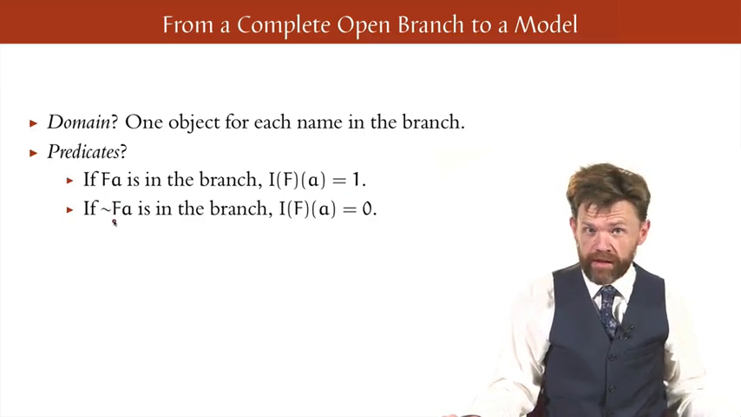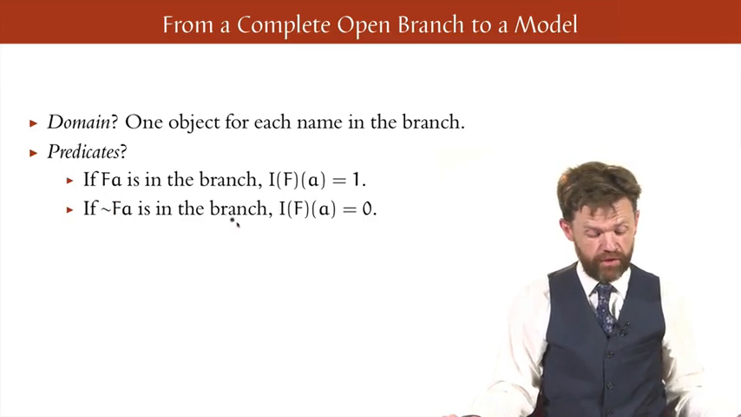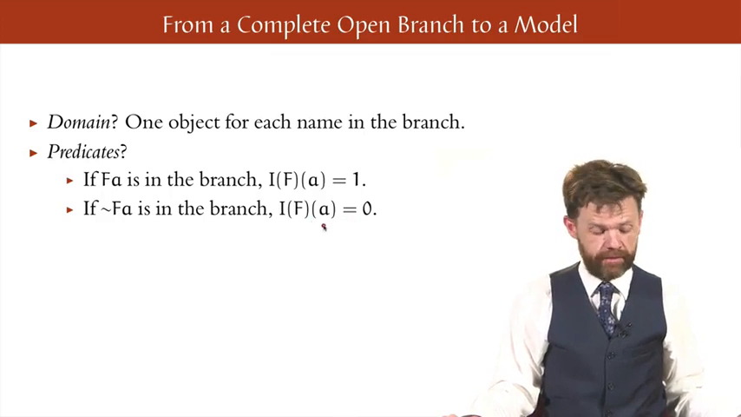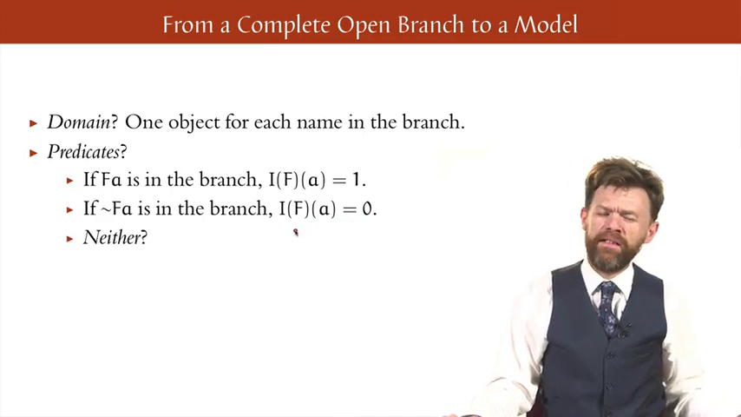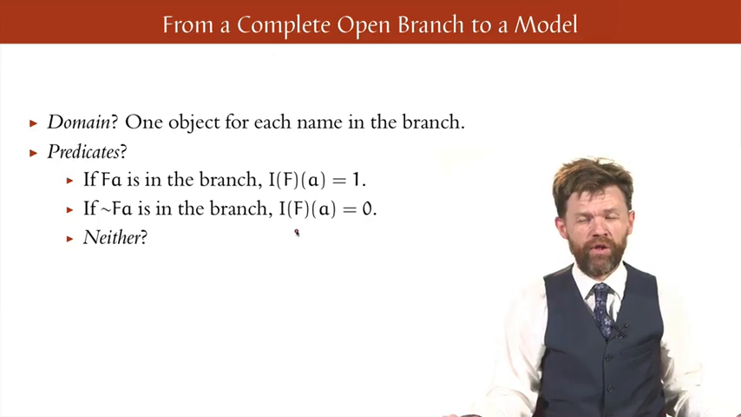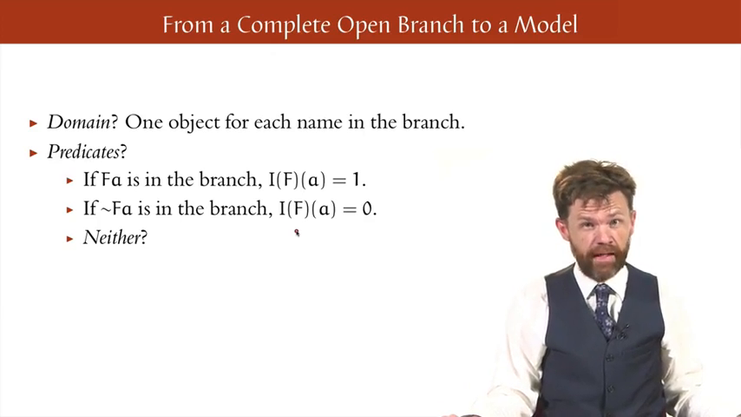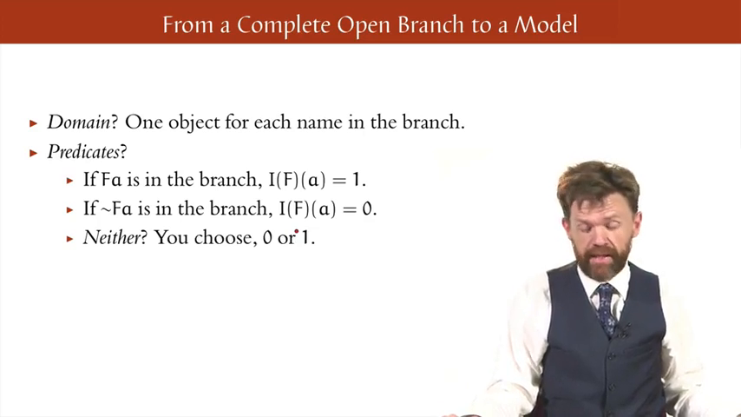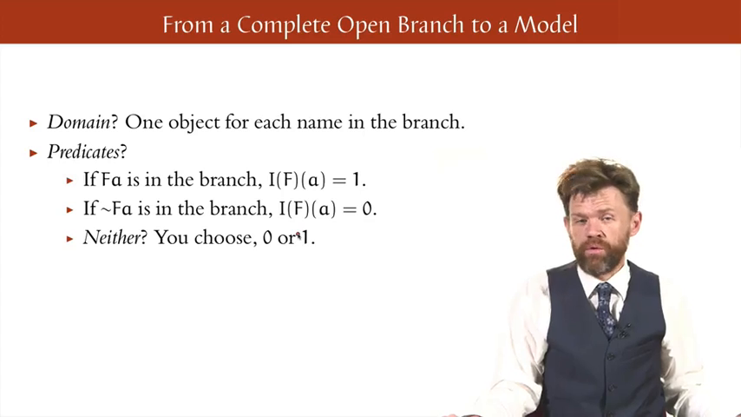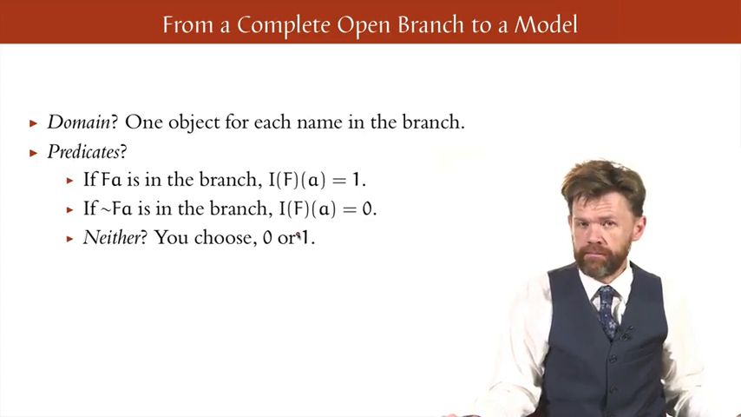On the other hand, if not FA occurs in the branch, we interpret F as not applying to A, and that's the 0 in the table interpreting F in the A spot. Now what about if neither FA nor not FA occur in the branch? This means that we don't need FA to be true and that we don't need FA to be false. And that means you can choose. You can choose whatever you want. 1 or 0, either would be fine.